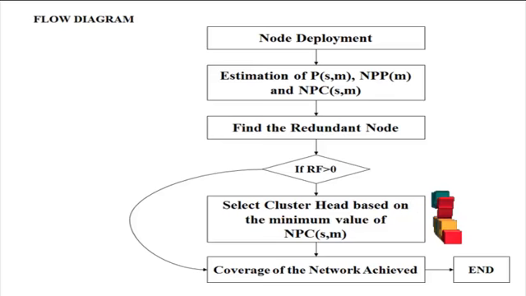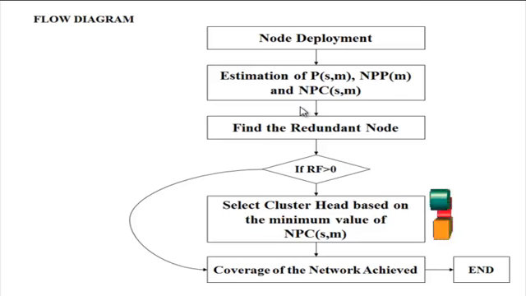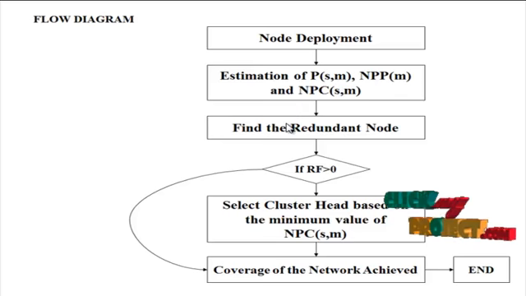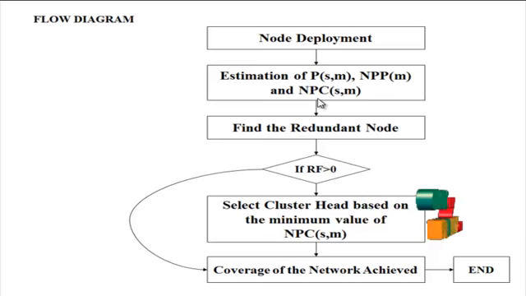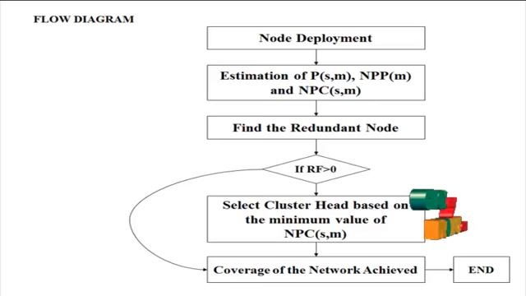Finally, based on the redundant NPC and NPP value, we can find the redundant node. NPP means node perception, the network perception contribution of the sensor node. We have to estimate the redundant node.